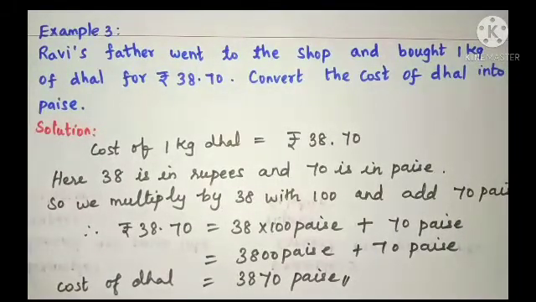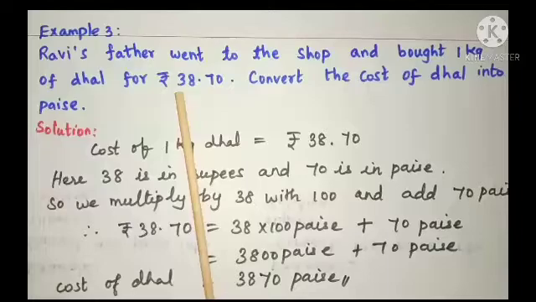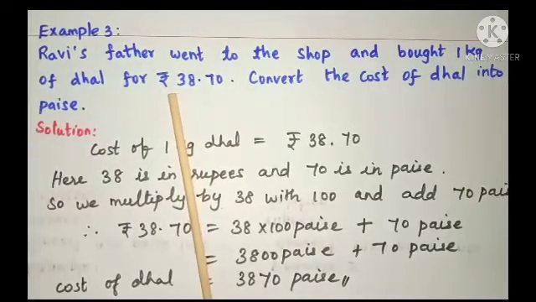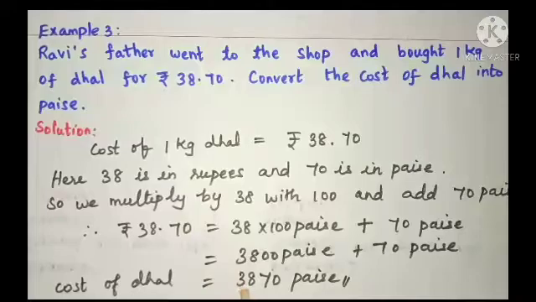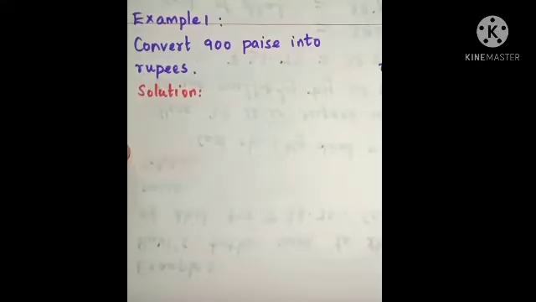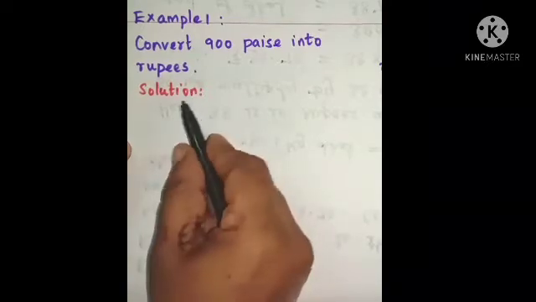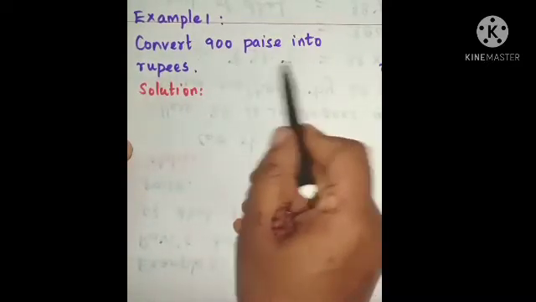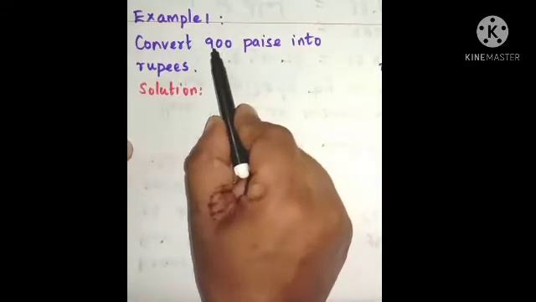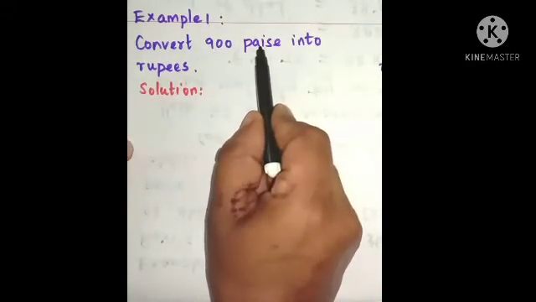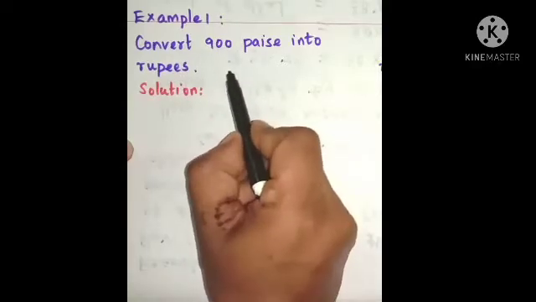So children, now we converted the given price value of dal into pies. Conversion of pies into rupees. To convert pies into rupees, we have to divide the pies by 100. First example, convert 900 pies into rupees. So children, here 900 pies is given. We need to convert it into rupees.